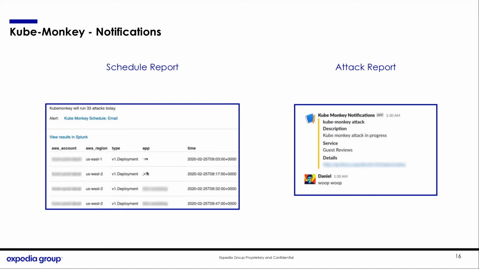In our case, we already had good dashboards, logs, metrics, traces, but we extended that with these notifications. And they just let us know when these attacks are running, just so that it's easier to correlate the possible problem with one of these attacks by Kube-Monkey.